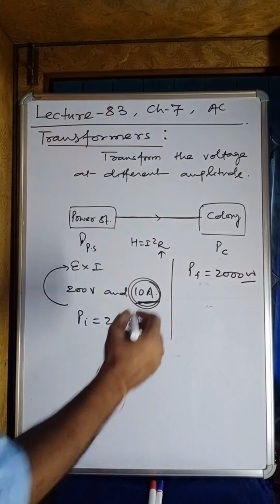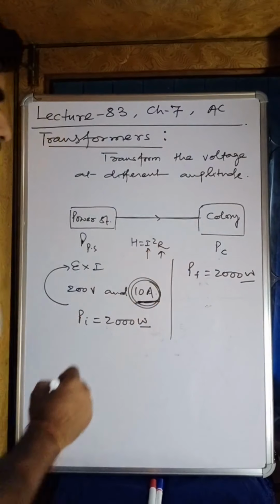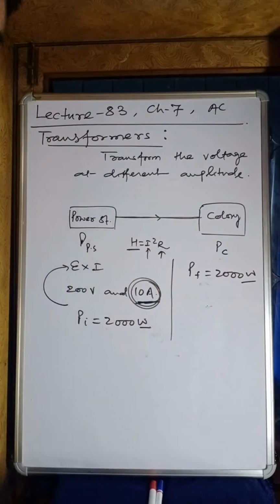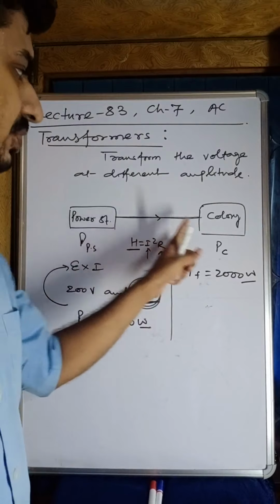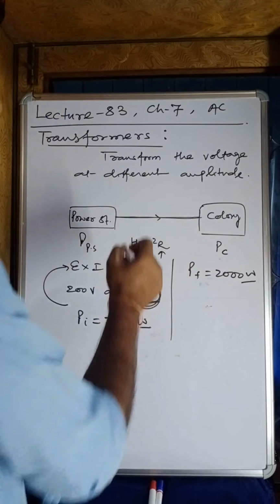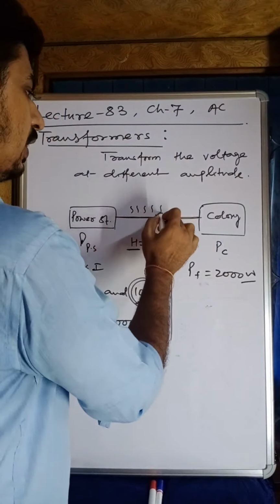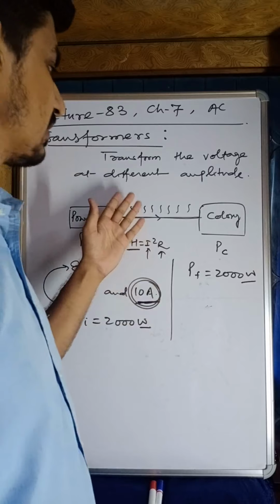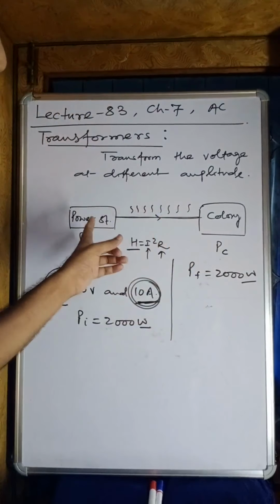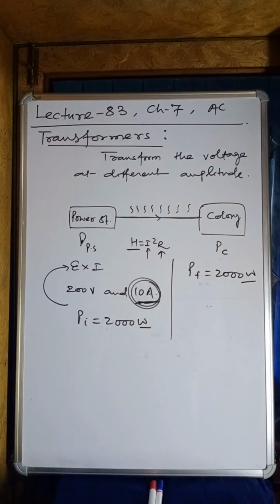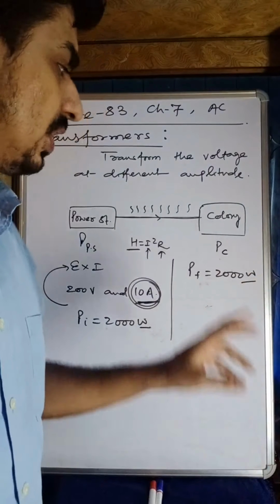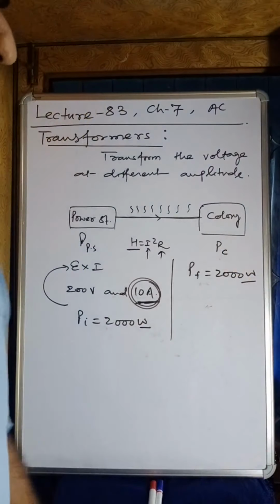If the current is higher, what will happen? The heating effect will be high. From the power station to the colony, there will be a large amount of heat loss through this wire. And then what will happen, my dear students? The power sent by the power station will not remain the power received by the colony.